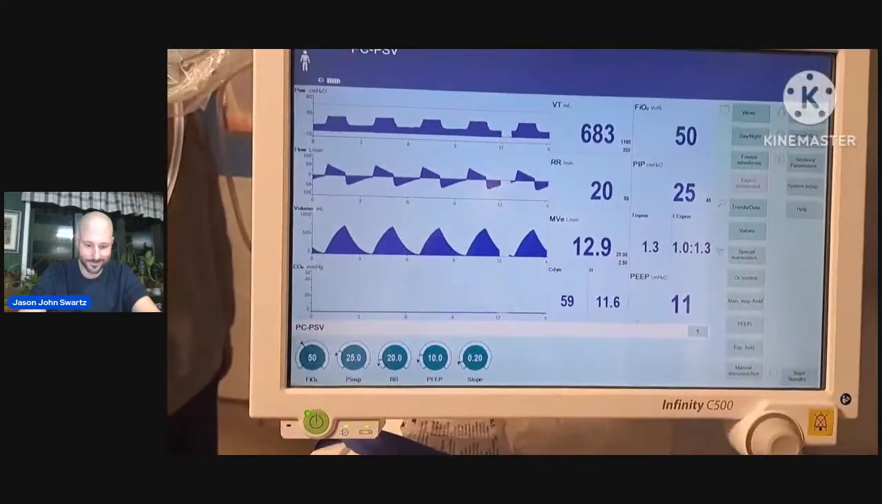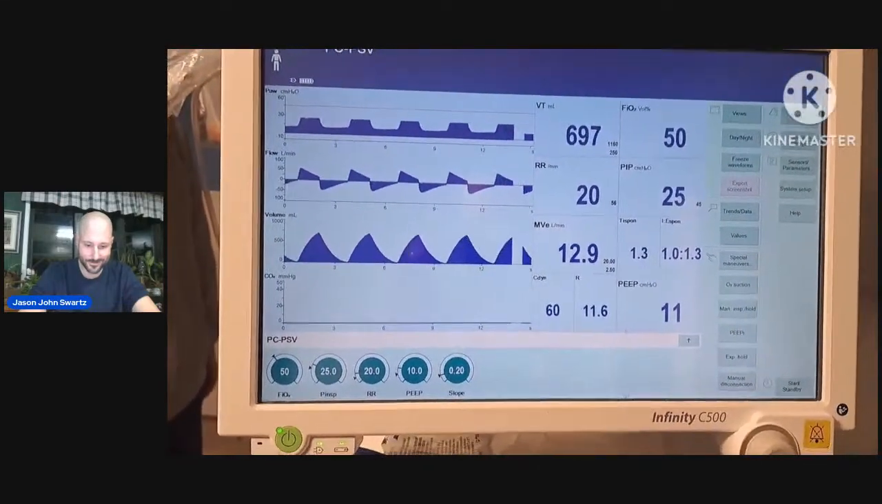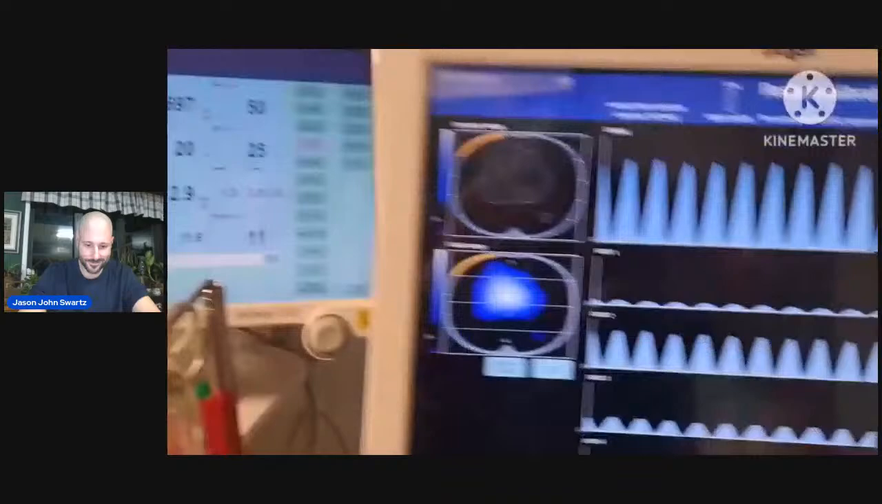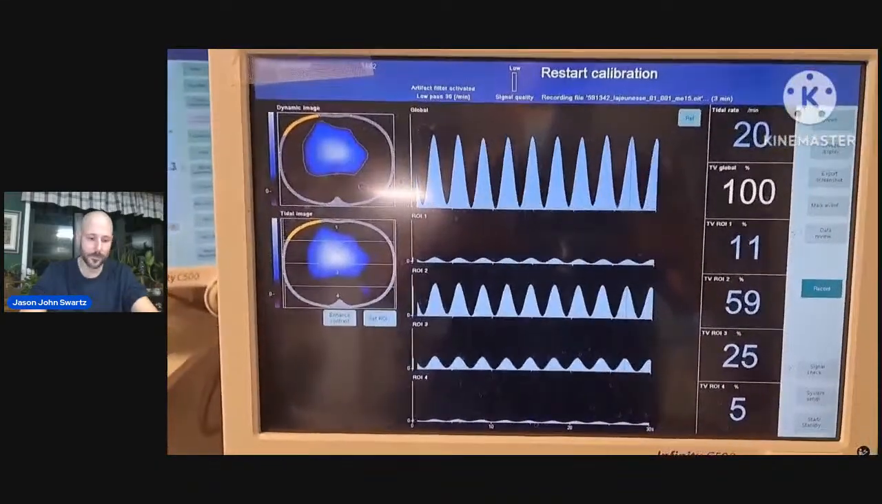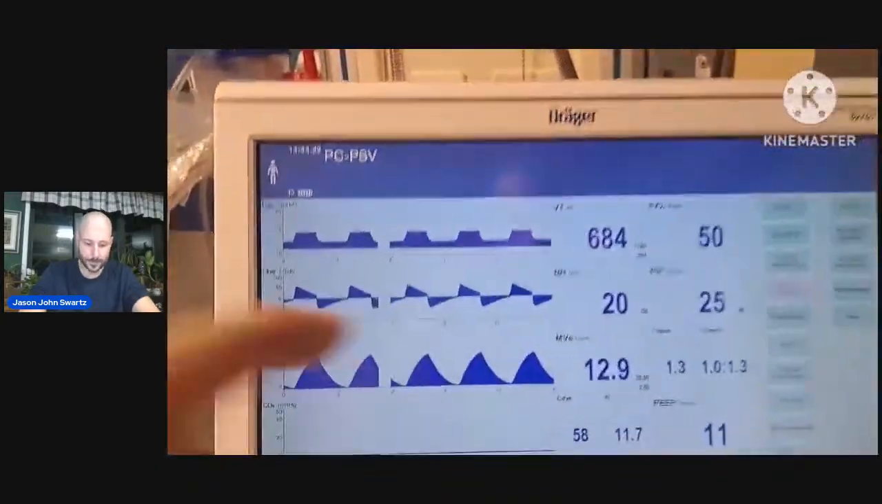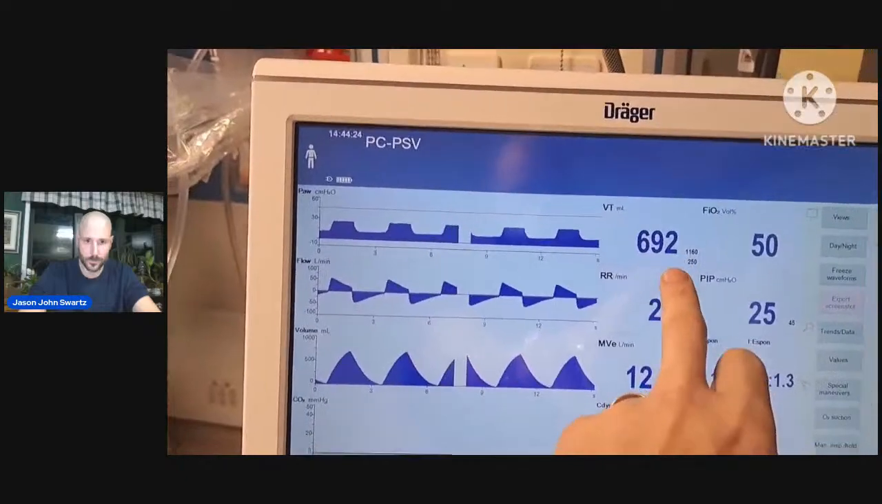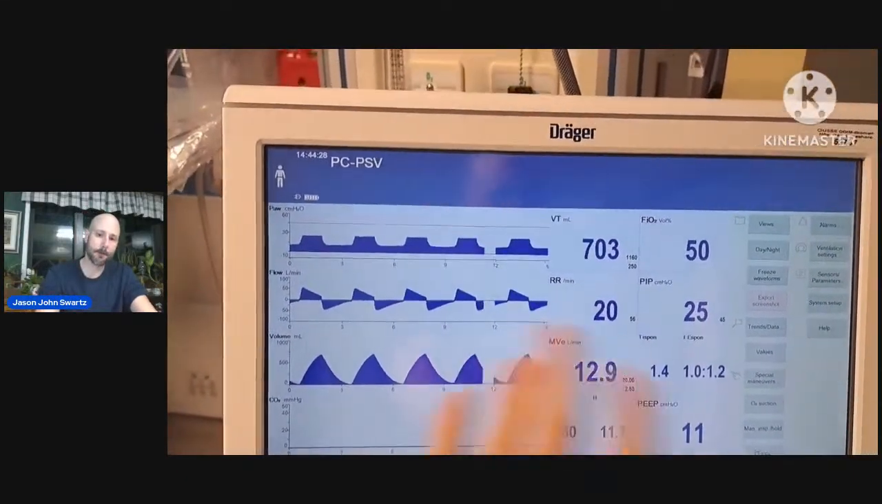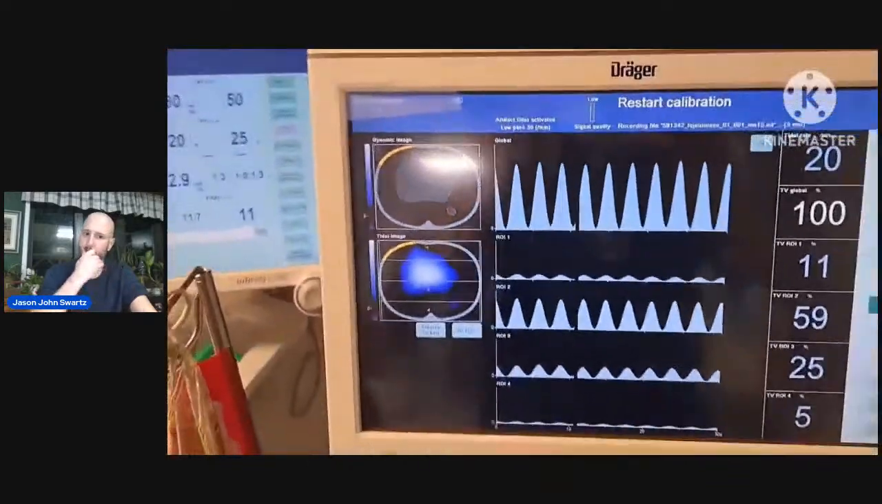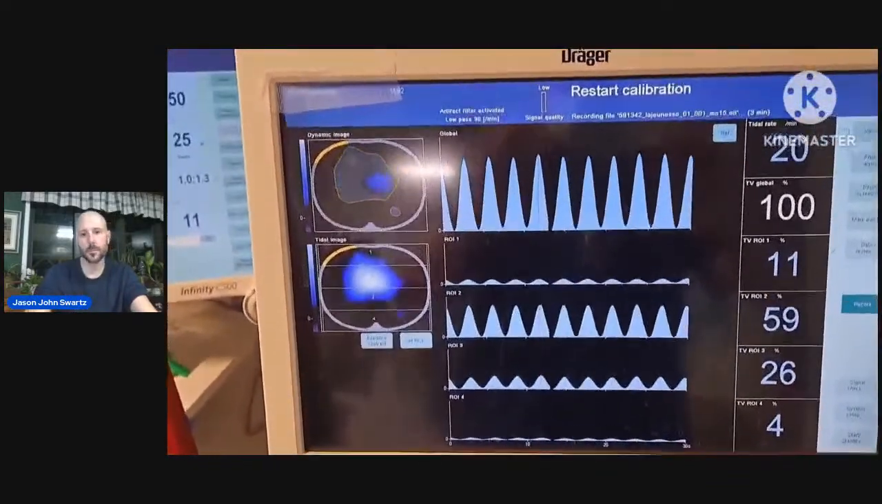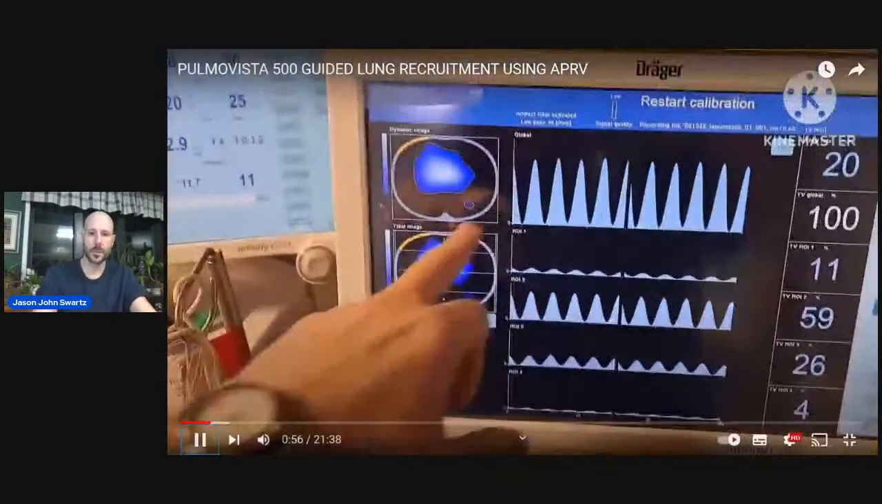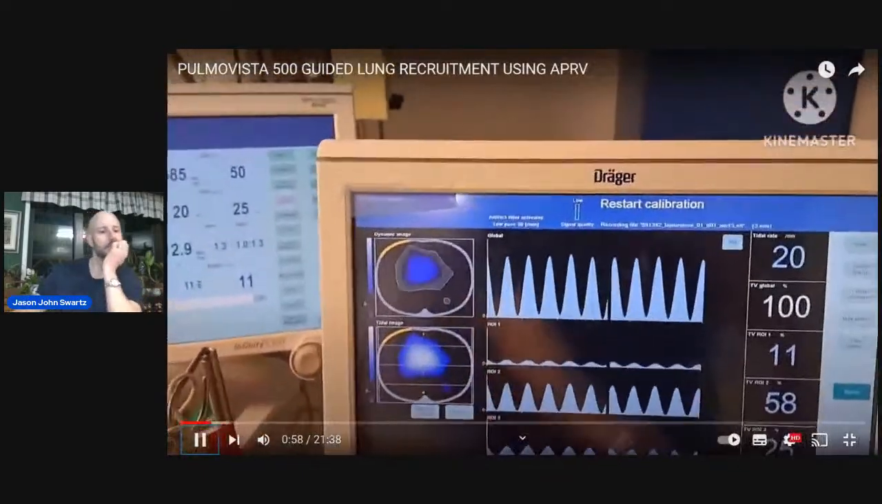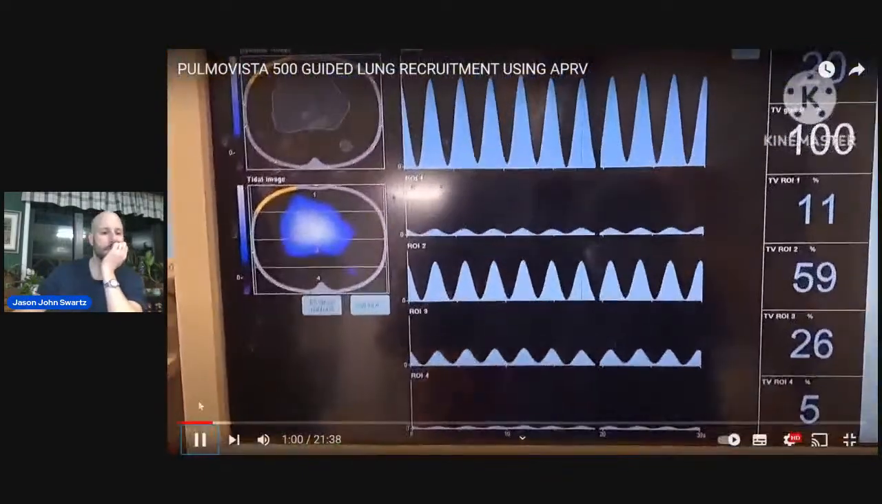So volumes, everything seems okay. The volumes are a little large. I'd have to do the 6 to 8 cc's per kilogram measurement. The guy wasn't measured yet, but we should do 6 to 8. But right away, when you put the electrical impedance tomography on, you notice the distribution of ventilation to the dorsal region is poor.